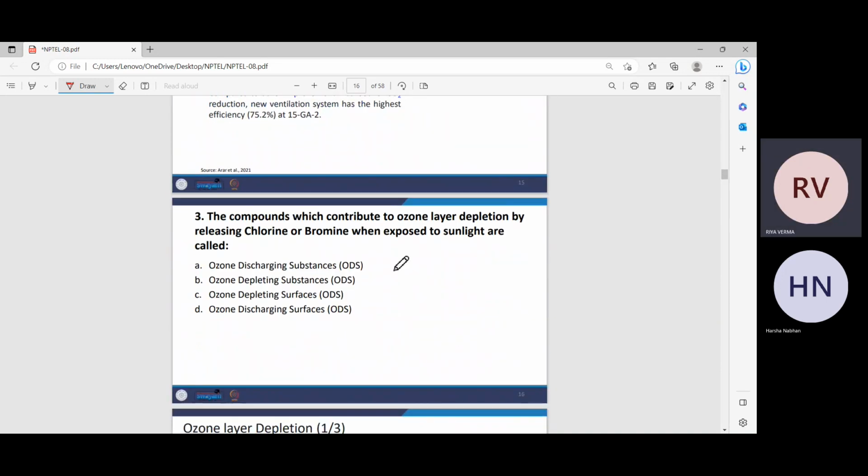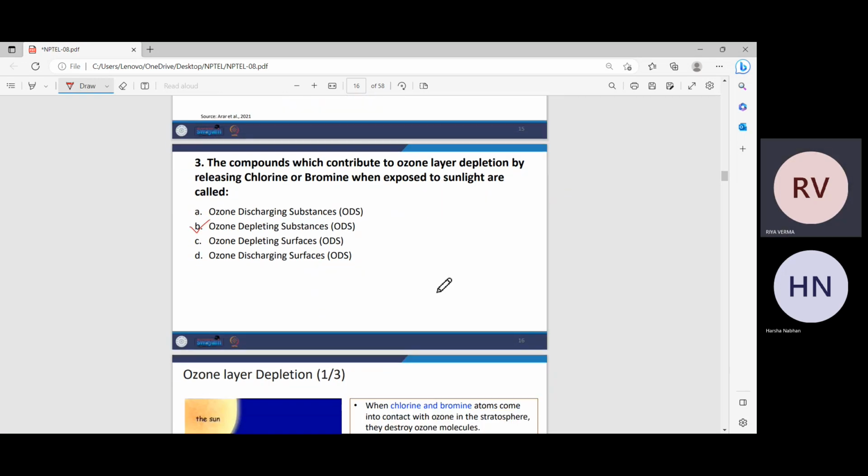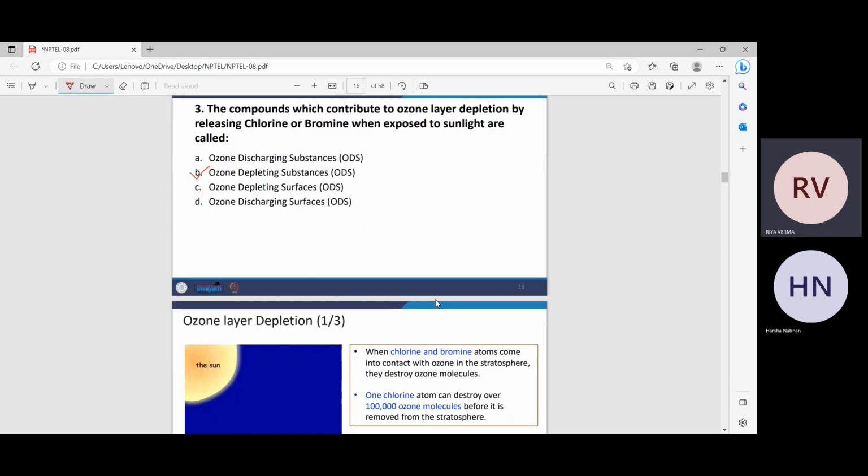Now coming to the next question. The compounds which contribute to ozone layer depletion by releasing chlorine or bromine when exposed to sunlight are called: ozone discharging substances, ozone depleting substances, ozone depleting surfaces, or ozone discharging surfaces. The name in itself is self-explanatory, because these are the substances that lead to ozone layer depletion. So these are termed ozone depleting substances.